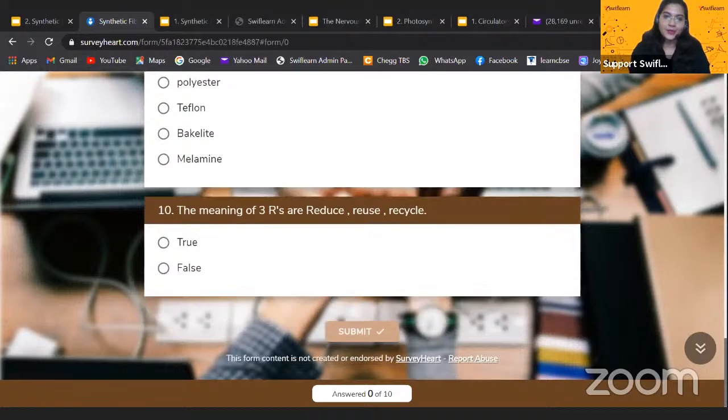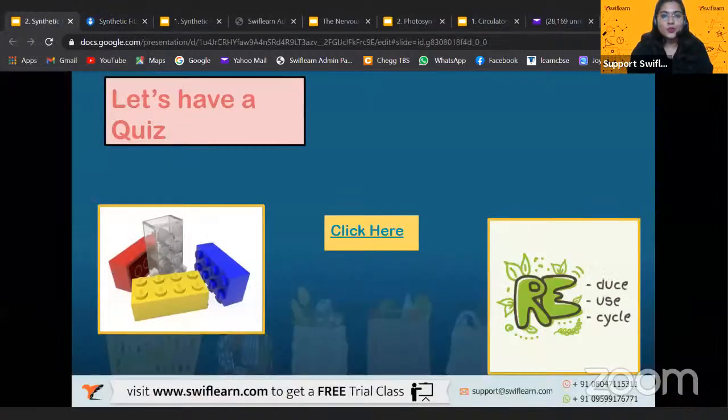And the last one: the meaning of the three R's are reduce, reuse, and recycle. Is it true or false? Yes, very good. It's true. So we have played the quiz and the crossword also. Let's go to the next slide.